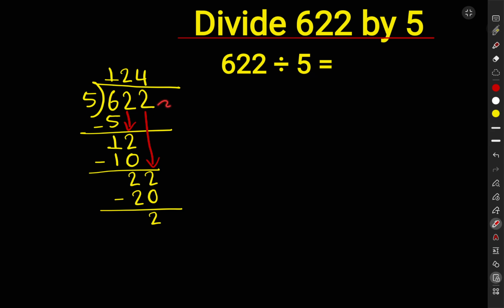So now we have no other number to put down. So we put a decimal here and put 0. So it is 20 and 5 times 4 is 20. On subtracting we get 0. So 622 divided by 5 is 124.4.